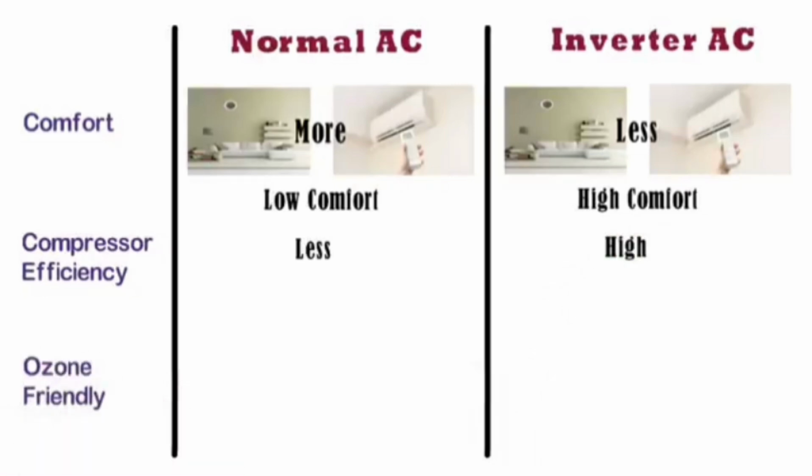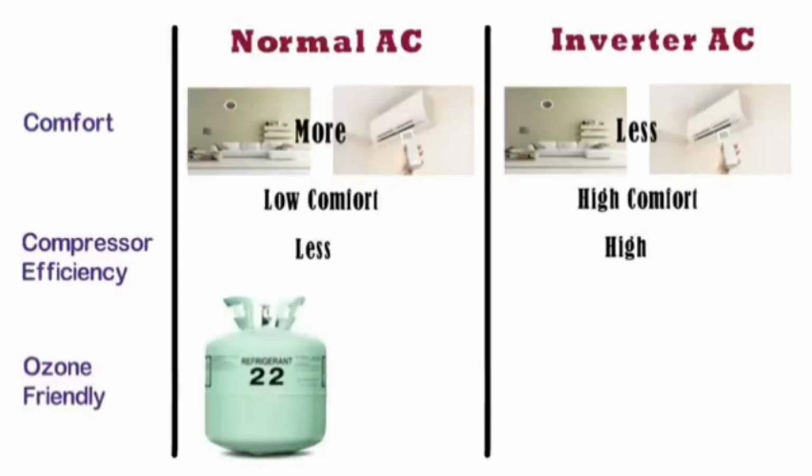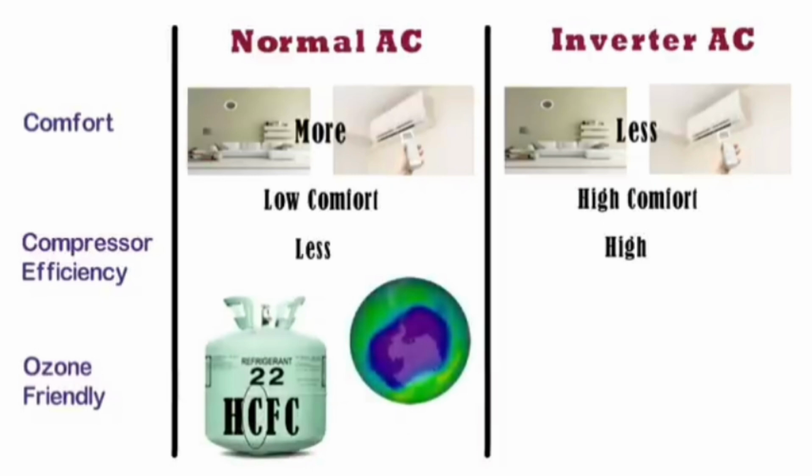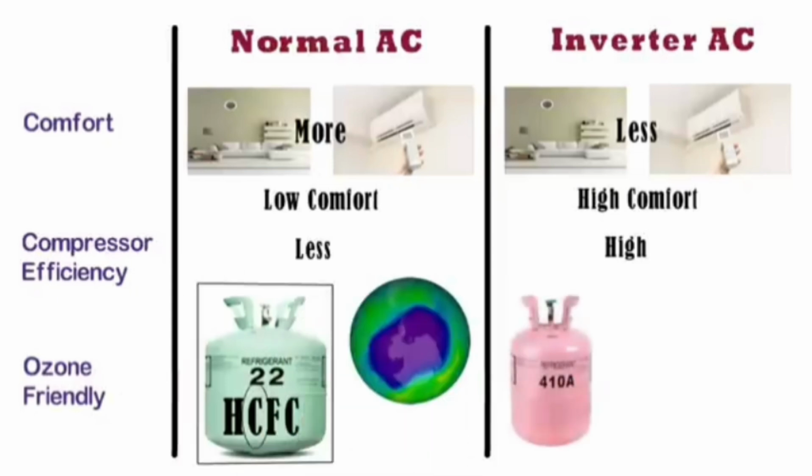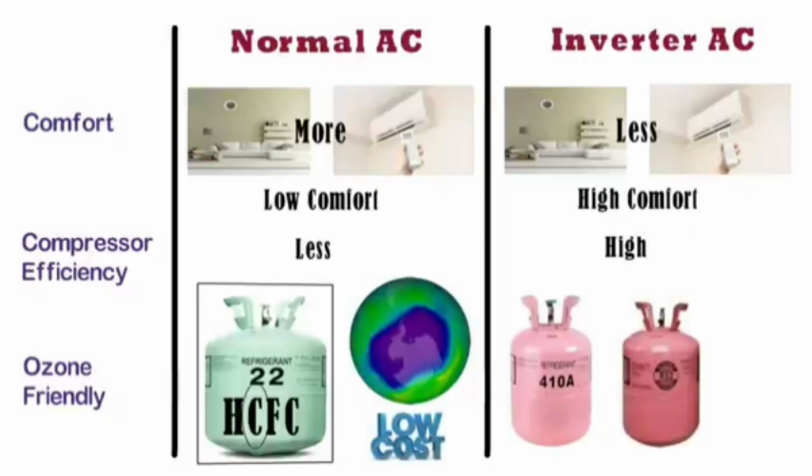Ozone friendly. Most of the normal air conditioners use R22 refrigerant, which contains HCFC, meaning hydrochlorofluorocarbon, an additional chlorine component that destroys the ozone layer of the earth. So always inquire about the refrigerant used in the system, as some installers prefer to continue using R22 as it is cheaper compared to R410A or R32, hence their cost is low.